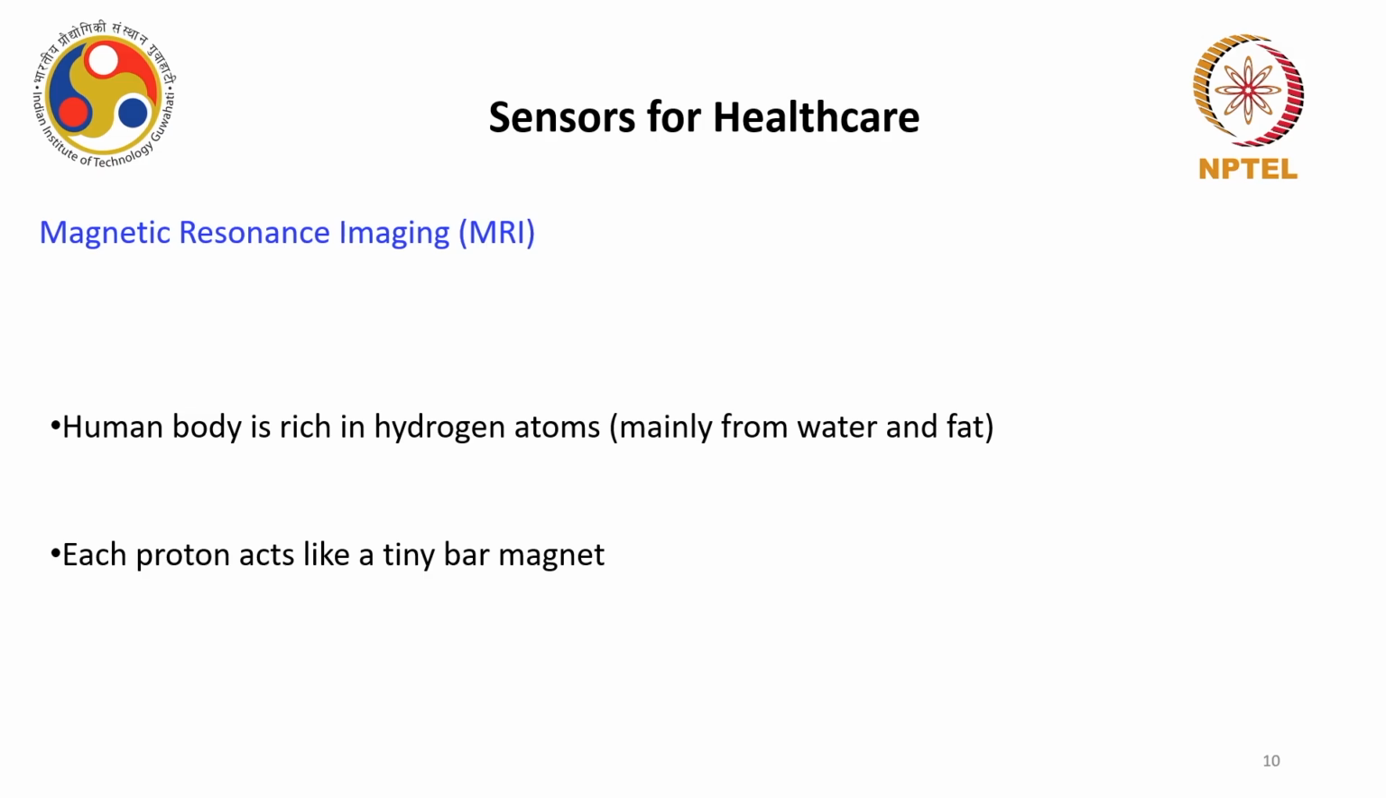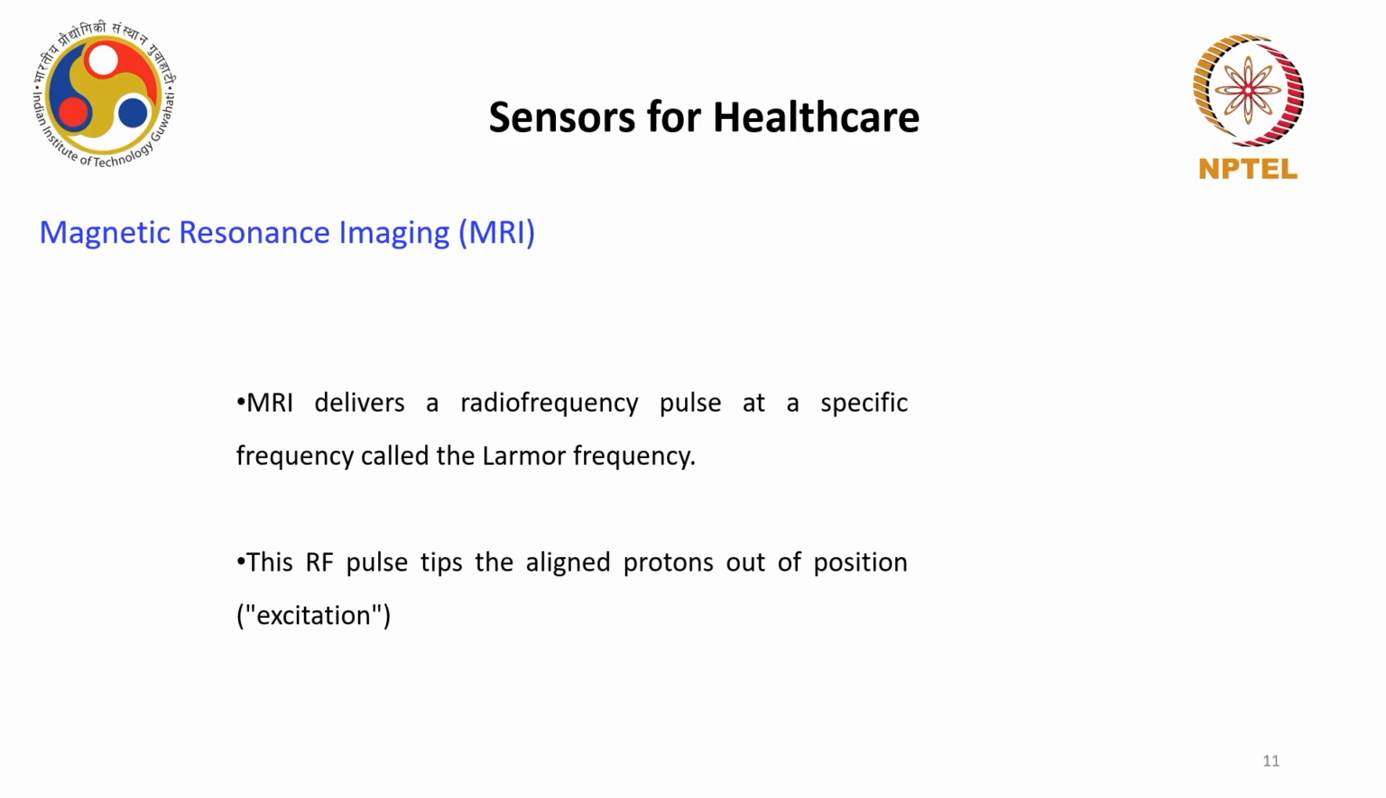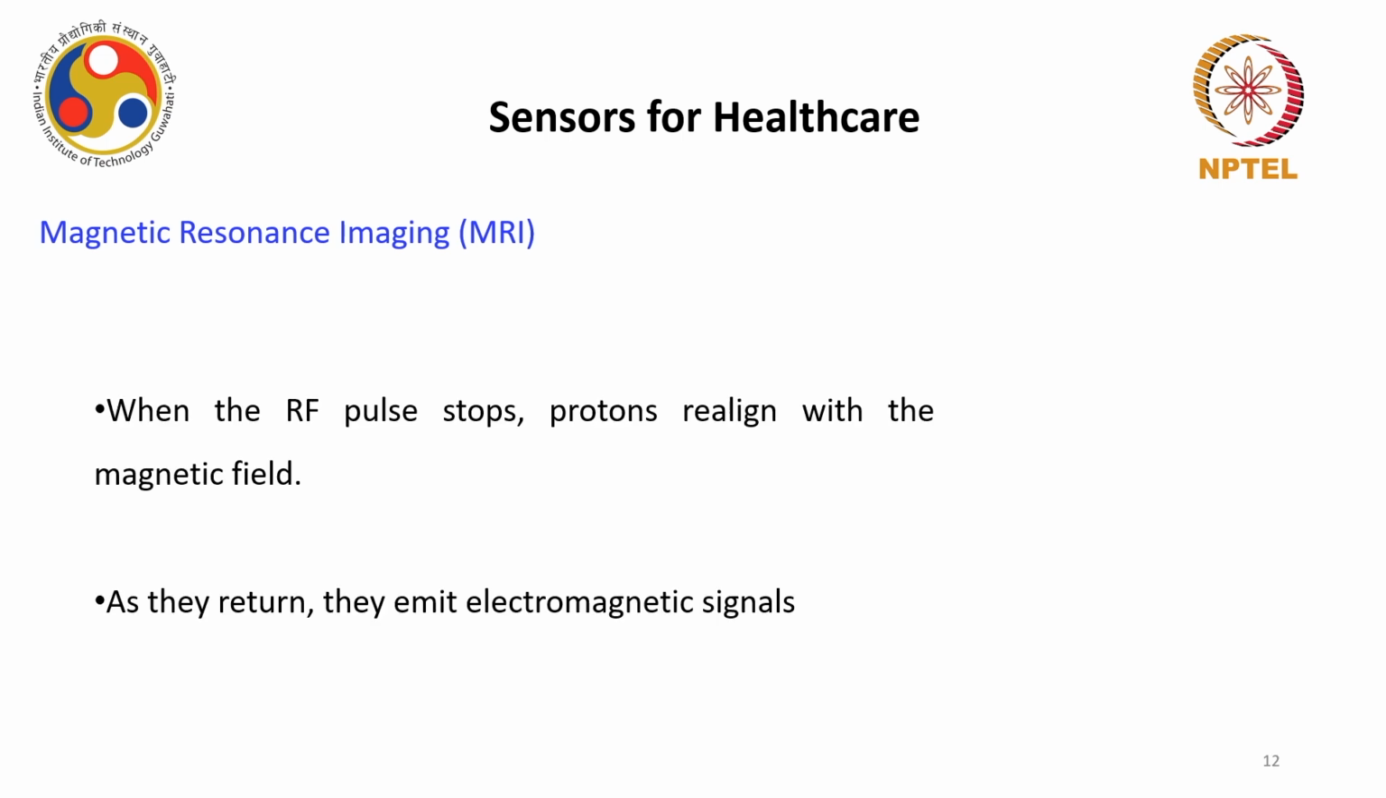MRI delivers a radio frequency pulse at a specific frequency, and this particular frequency is known as the Larmor frequency. This RF pulse tips the aligned protons out of position, or excites them, and we call it excitation. When the RF pulse stops, the protons realign with the magnetic field.